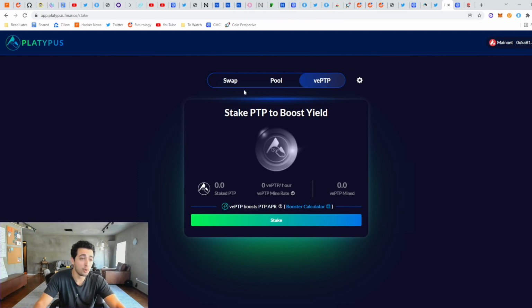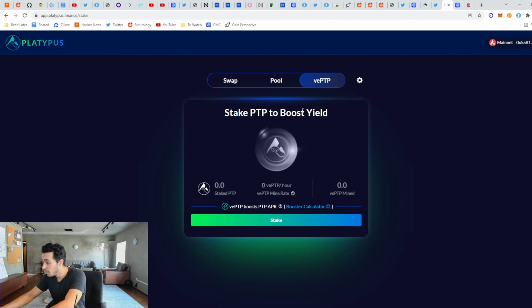And what that does is it earns you vPTP. Now, vPTP is not the same thing as PTP. I made this mistake early on in understanding it. It's not like you're staking and earning more PTP. What you're earning is vPTP. And what vPTP does is it allows you to boost any stable coin that you put into the pool. And so that's where you actually earn more Platypus tokens.